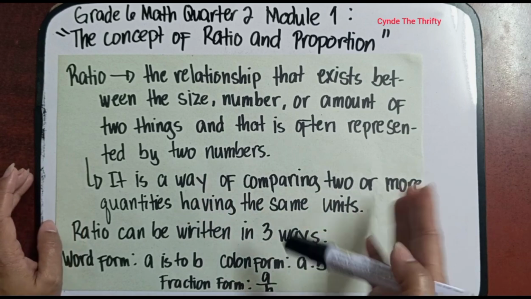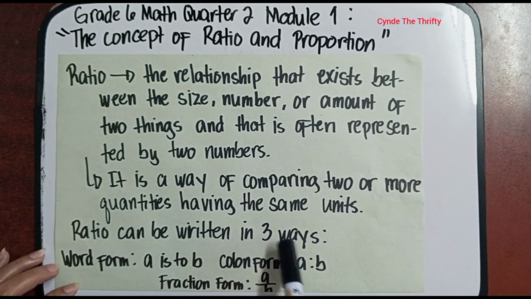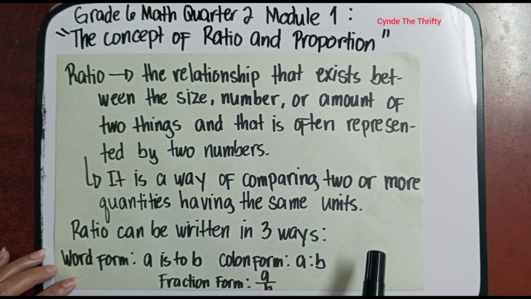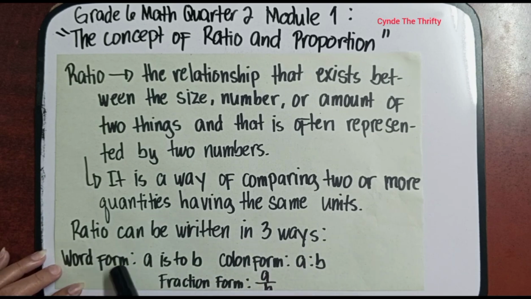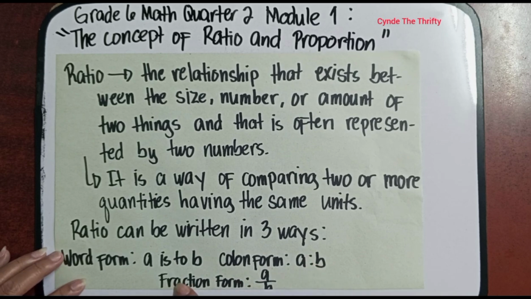Okay, so paano natin gagawin ang ratio? Ratio can be written in three ways. So, paano natin siya isusulat? Meron tayong word form. Ang word form natin is A is to B. Ang column form, A is to B. So, column tayo dito. And then, ang fraction form is A over B.